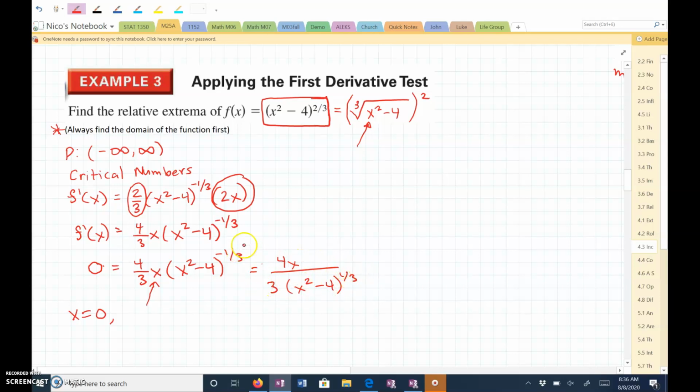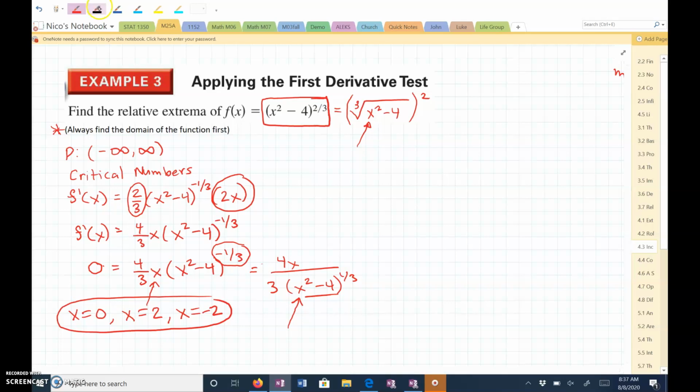Make that exponent positive. And now to see where this derivative does not exist, we would figure out where this denominator would be equal to 0. And when x would be 2 or negative 2, that would make this 0. So when x is equal to 2 or when x is equal to negative 2. Hopefully that makes sense how we're finding all the critical numbers there.